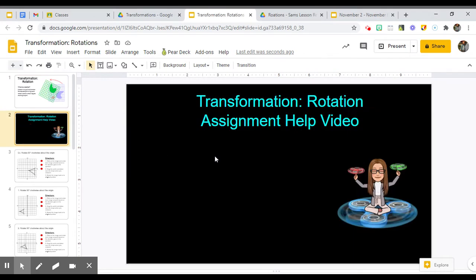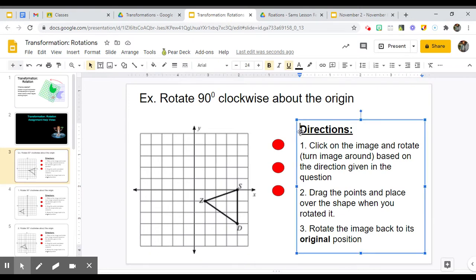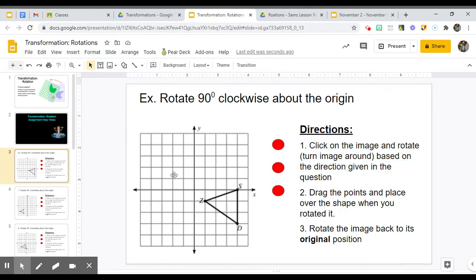This particular slide is where you're going to find this help video that I'm recording right now, and I'm going to go over an example for you that explains the directions that are written over here on this particular section, because it can get confusing if you don't necessarily understand what I mean. So I'm just going to demonstrate it in a visual and in a video.